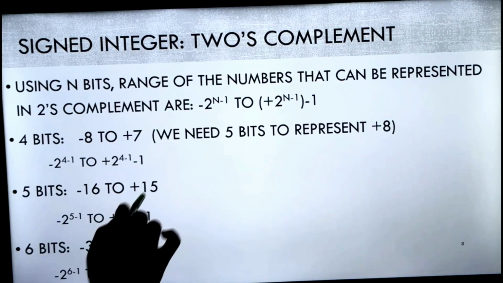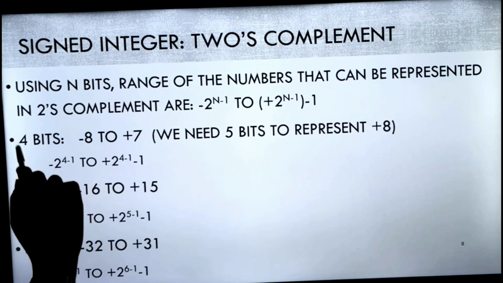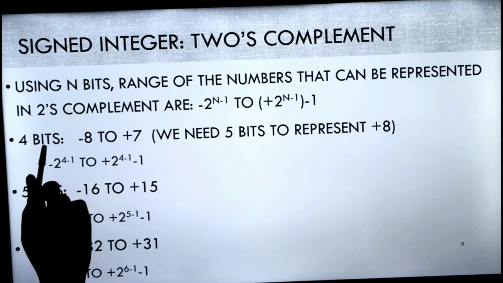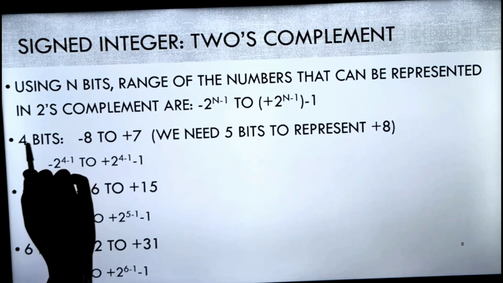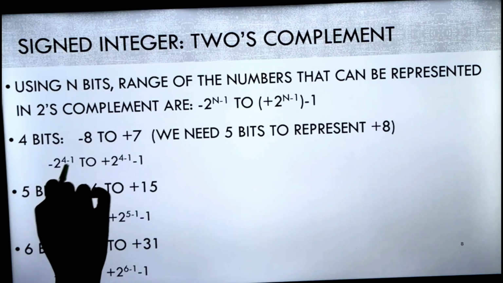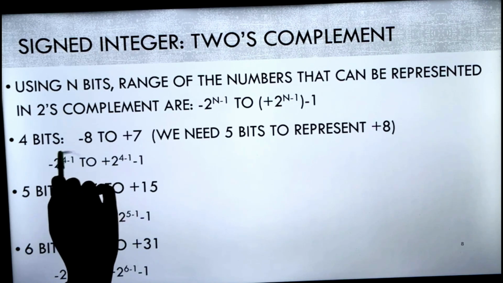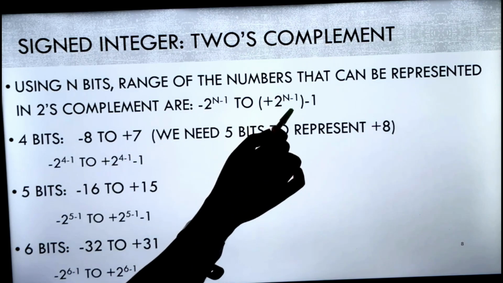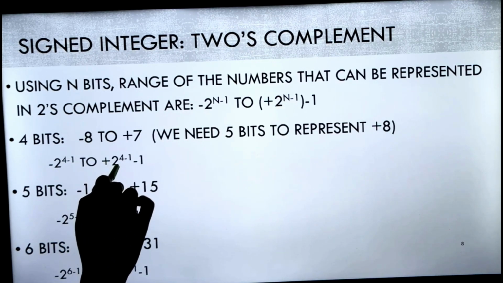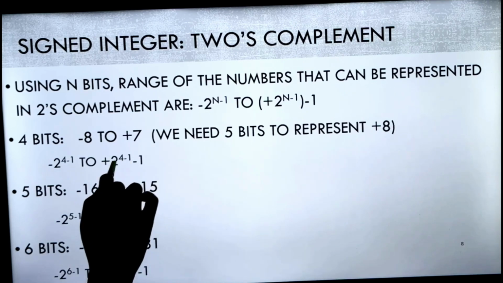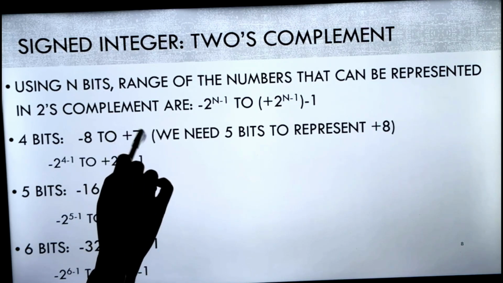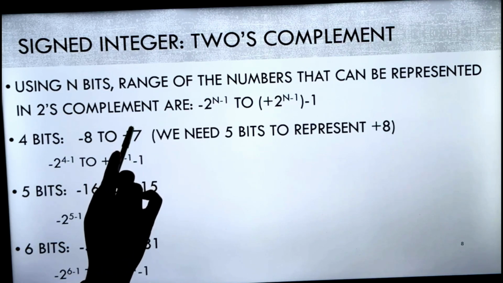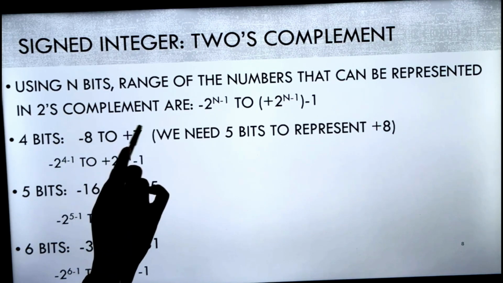If I give you 4 bits and ask how many different numbers you can represent, it will be minus 2 to the power n minus 1, which means minus 2 to the power 4 minus 1. That is minus 2 to the power 3, which is minus 8. The highest is plus 2 to the power n minus 1, minus 1, which is 2 cube minus 1, means 8 minus 1 is 7. Using 4 bits you can represent any numbers between minus 8 and plus 7.